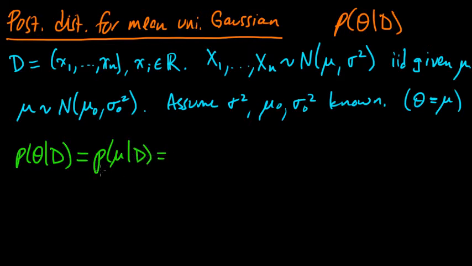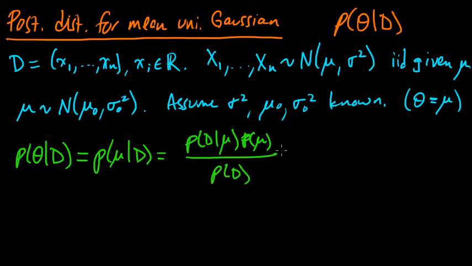And this is going to be a density. It might not be totally obvious, but it should be pretty clear that it's going to be a density. And then, what is this? Well, we can use Bayes' rule. Probability of the data given mu times probability of mu divided by the probability of the data. That's just good old Bayes' rule. And this is proportional to, since this doesn't depend on mu, proportional to, with respect to mu, probability of data given mu times probability of mu.